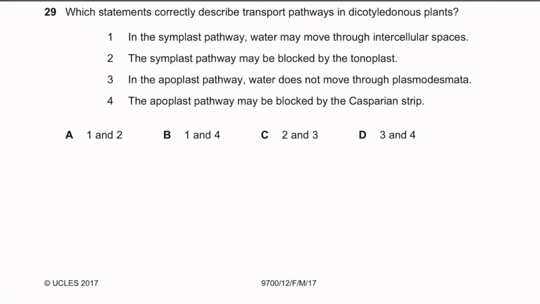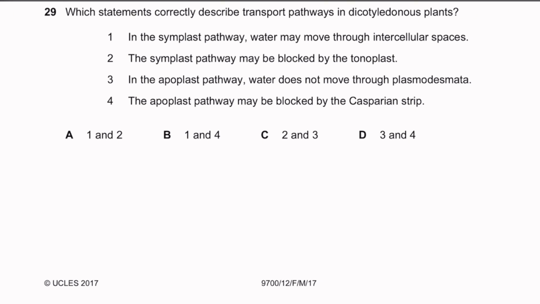29. Which statements correctly describe transport pathways in dicotyledonous plants? 1. In a symplast pathway, water may move through intercellular spaces. 2. The symplast pathway may be blocked by the tonoplast. 3. In the apoplast pathway, water does not move through plasmodesmata. And 4. The apoplast pathway may be blocked by the Casparian strip.